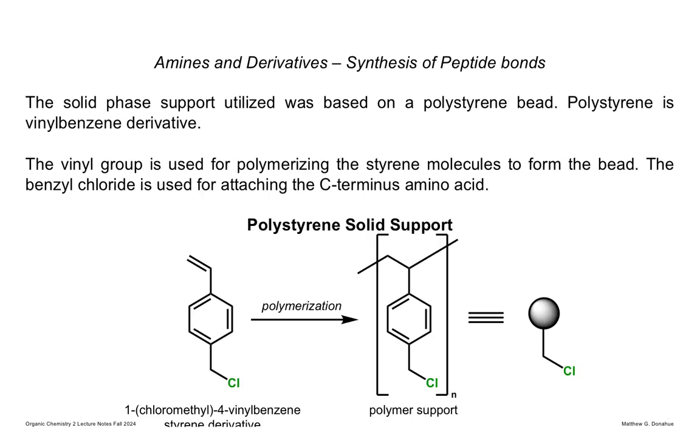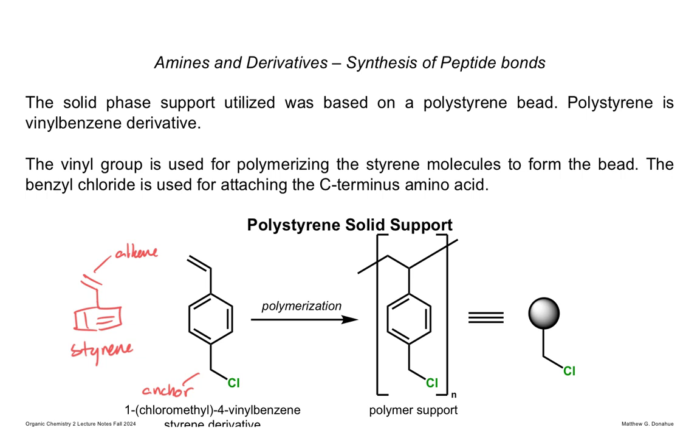So how does this work? As shown on the left here is 1-chloromethyl-4-vinyl benzene. So styrene itself has this structure. And really the alkene is used for polymerization. So the chloromethyl group, that's used as the anchor for your C terminus.